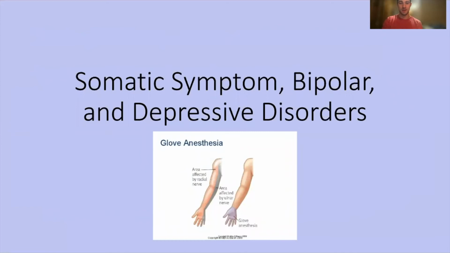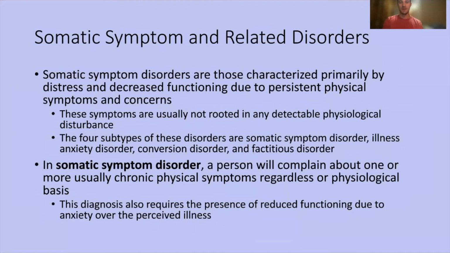So the next couple of types of disorders we're going to be talking about: somatic symptom disorders, bipolar and related disorders, and depressive disorders. So, somatic symptom and related disorders. Somatic symptom disorders are those characterized primarily by distress and decreased functioning due to persistent physical symptoms and concerns. Somatic meaning body. These disorders usually have something to do with an actual illness or a perceived illness. These symptoms are usually not rooted in any detectable physiological disturbance.